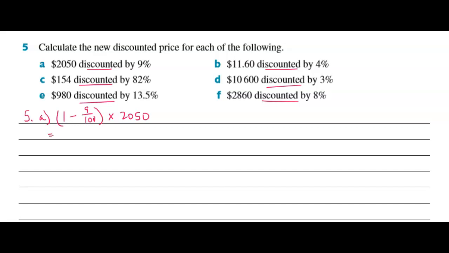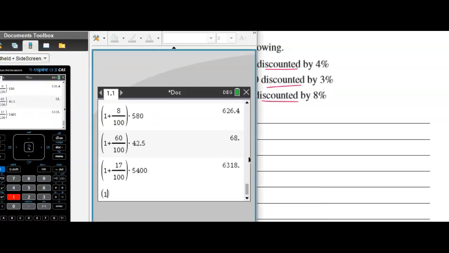2,050. So on the calculator, 1 minus 9 over 100 times 2050. So our new amount, so let's say we were buying, I don't know, what's worth 2,000, maybe a really fancy bike, and it's 10% off. The new price is 1865.50.